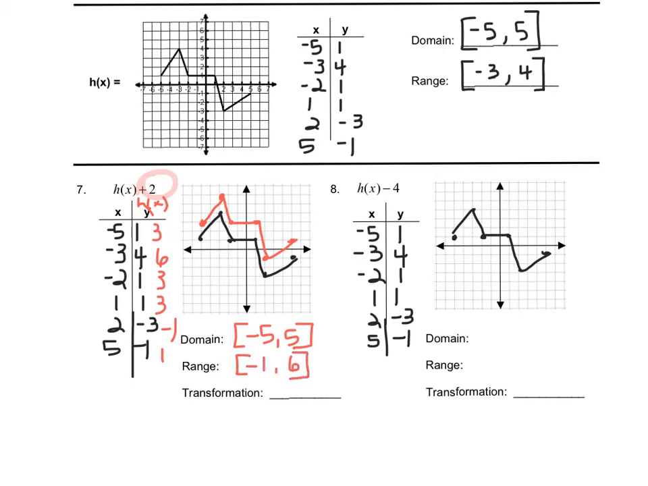This transformation is a vertical shift up 2 units. I can't say by a factor of 2. Make sure you understand that. This is a very common mistake. I cannot say by a factor of 2 because I did not multiply in here. I didn't multiply this by 2. I added 2 by 2 units. So I shifted everything up 2 units.